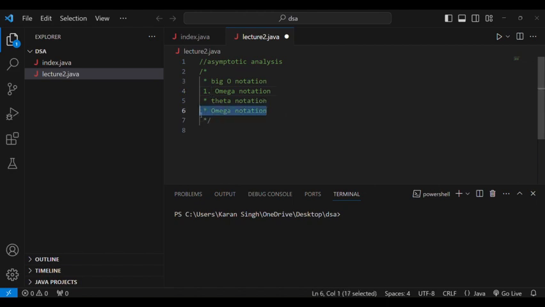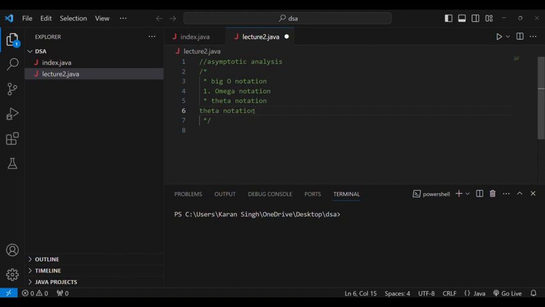Now in theta notation, this is about the average time complexity because it encloses the function from above and below, since it represents both the upper and the lower bound of the running time of an algorithm. So we find that theta notation is the average notation in our coding part.